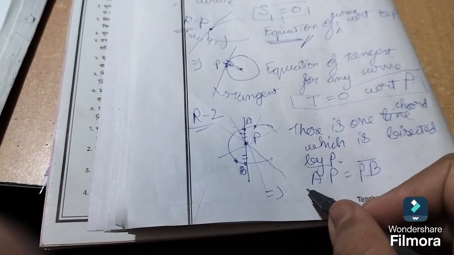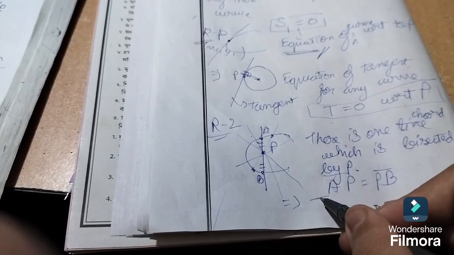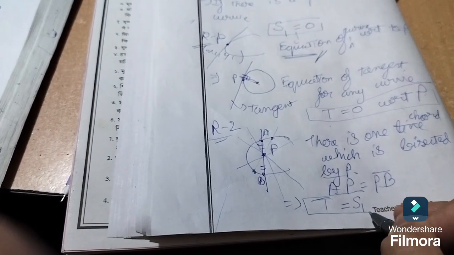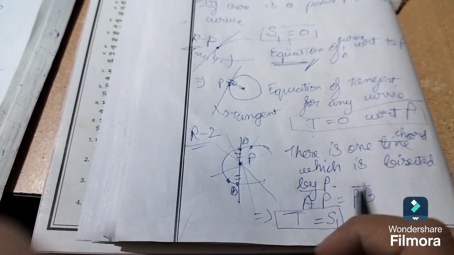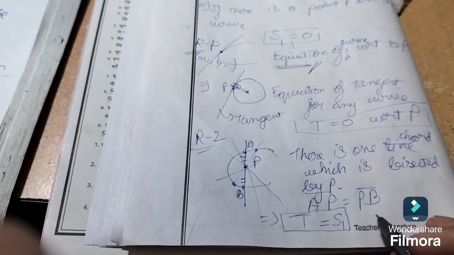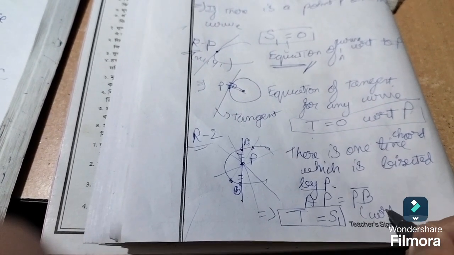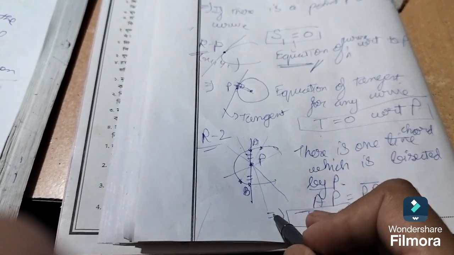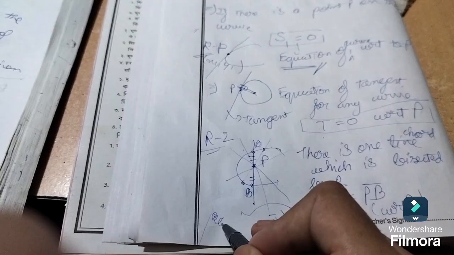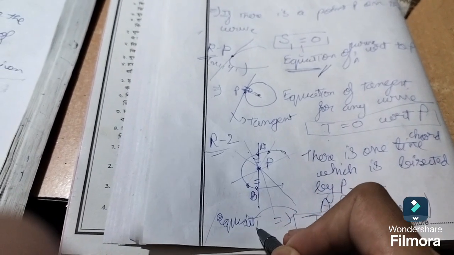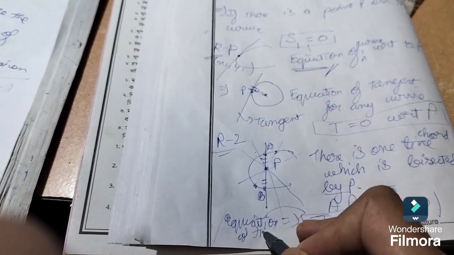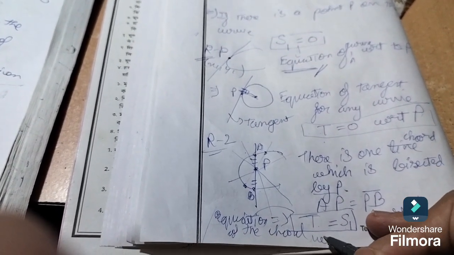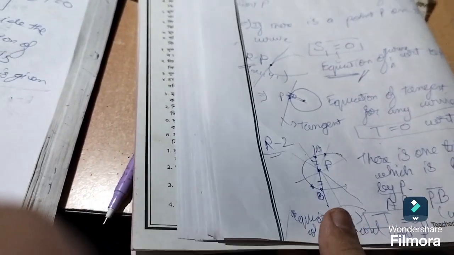So we have an expression T, and you have to put it equal to S1. This is the general result. Now don't ask me for proof. I'm not giving the proofs here, I'm giving the results. So T is equal to S1, which is with respect to P. This is the equation of this chord. T is equal to S1 with respect to P.